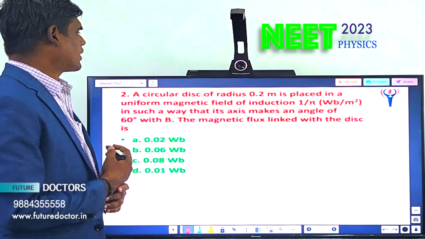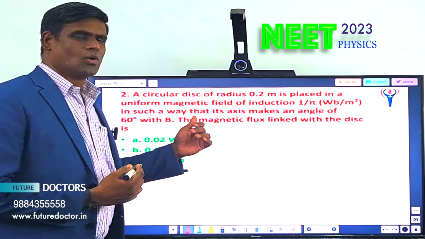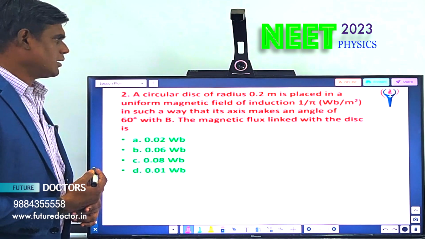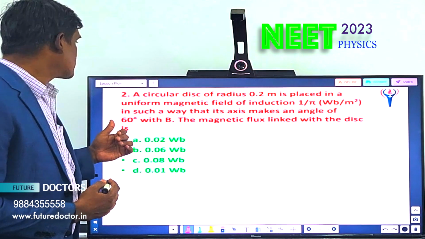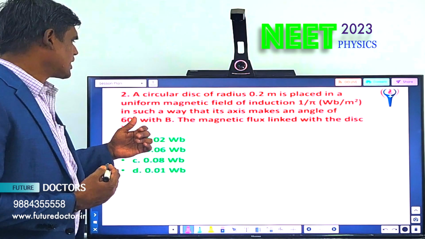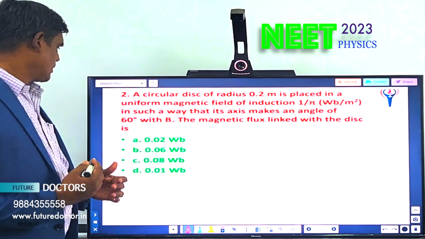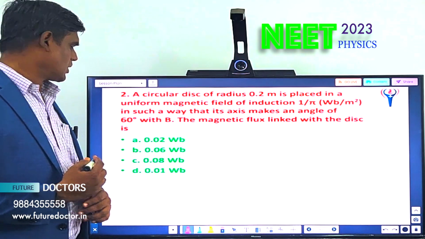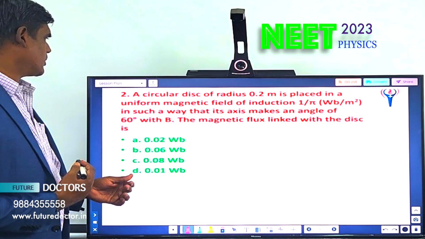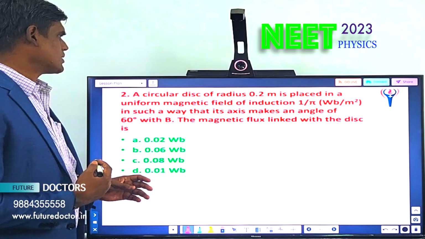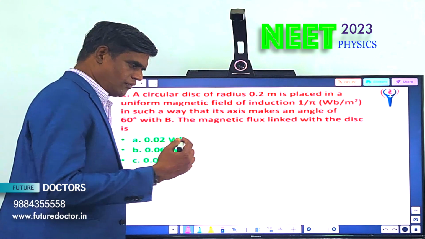A circular disc of radius 0.2 meter is placed in a uniform magnetic field of induction 1 by pi Weber per meter square in such a way that the axis makes an angle of 60 degree with B. Magnetic flux linked with the disc is dash. A option 0.02 Weber, B option 0.06 Weber, C option 0.08 Weber, D option 0.01 Weber. You should know the formula for magnetic flux related with the B value, R value, and all. Then you are able to find the solution for this question.